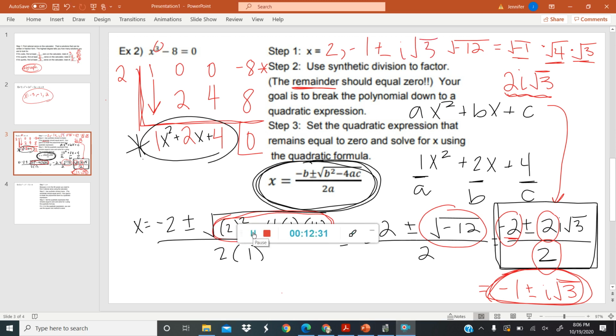So then just for it to be a little bit neater down here at the bottom, I'm going to rewrite it. So we have x equals 2 and then negative 1 plus or minus i square root of 3. And then this is your final answer.